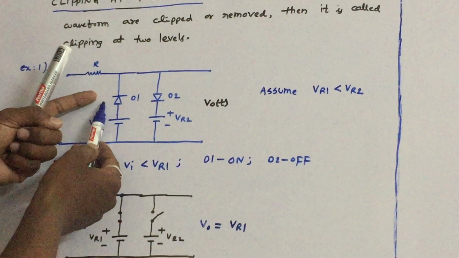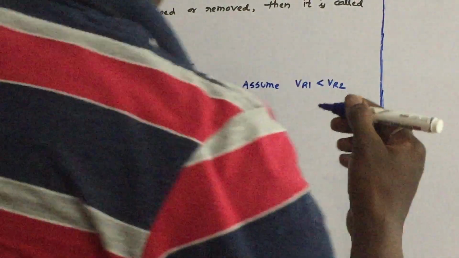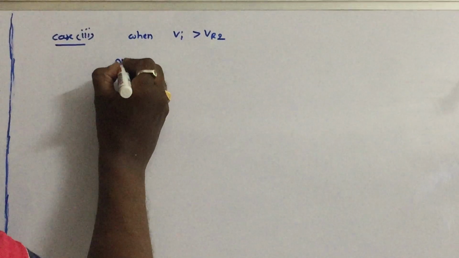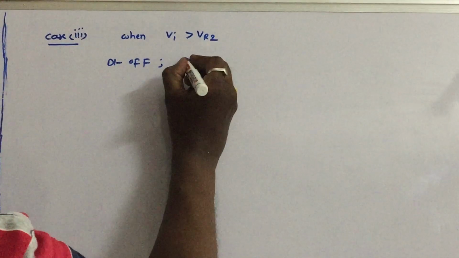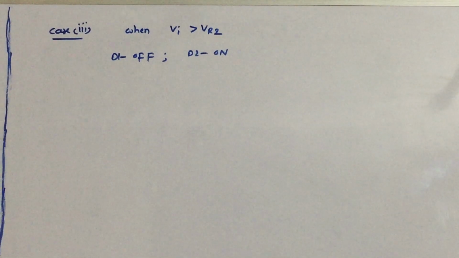So therefore D1 will be in off condition, D2 will come into on condition. So therefore that is what you have to understand under this case. D1 is in off condition since it is reverse biased. D2 is turned into on condition since its voltage is greater than VR2.